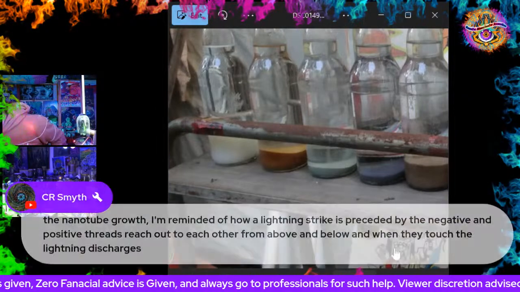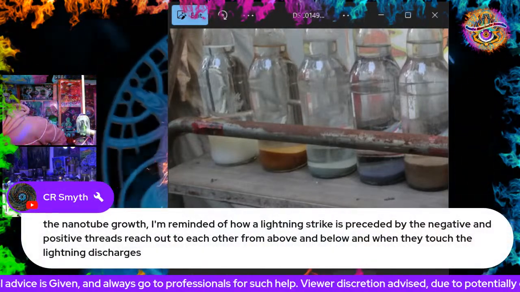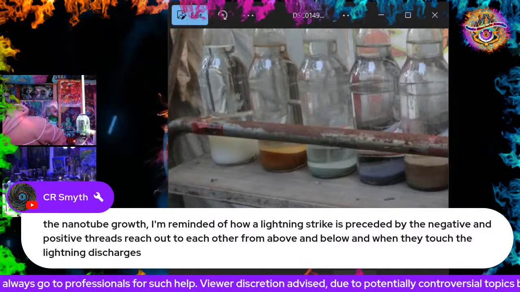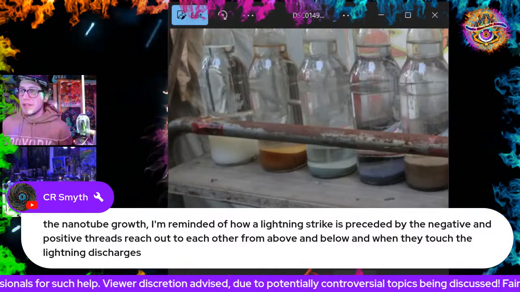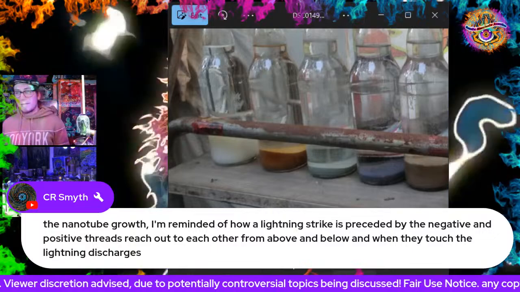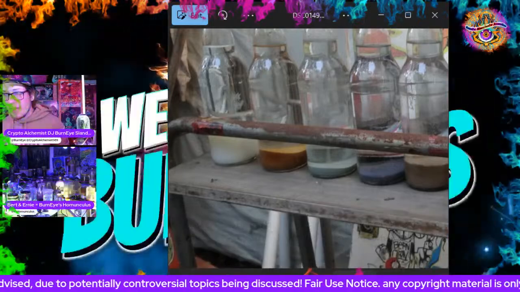Yes, please. Nanotube growth reminds me of a lightning strike. Yeah, it is kind of similar, and it's interesting that way. Good observation. I like that.